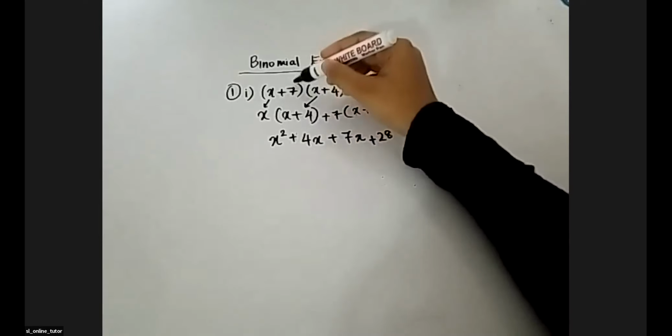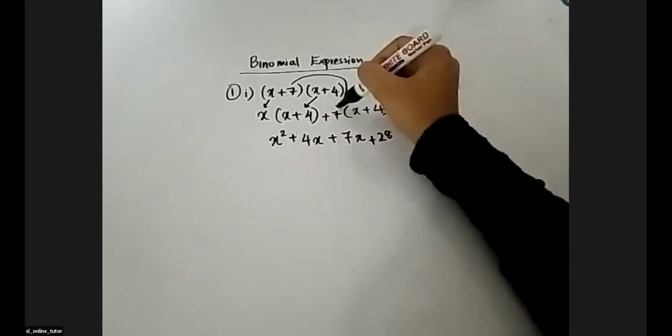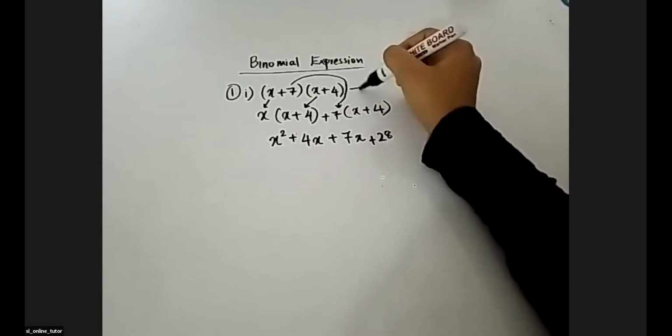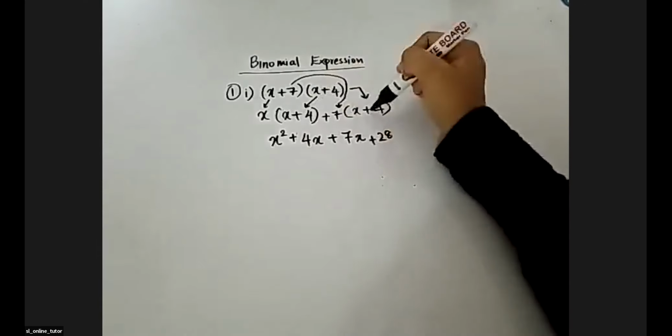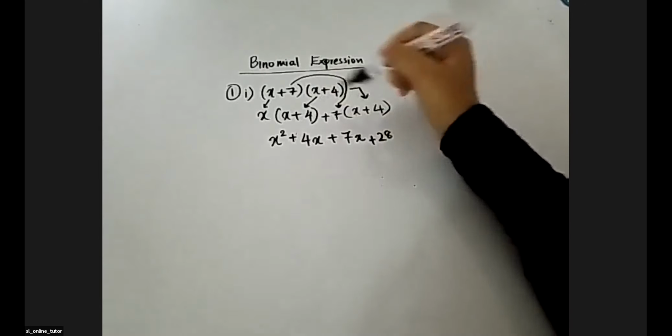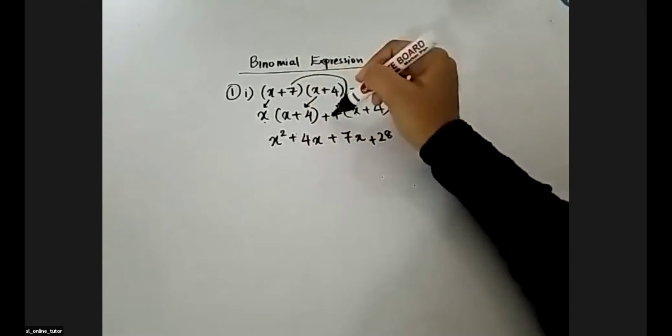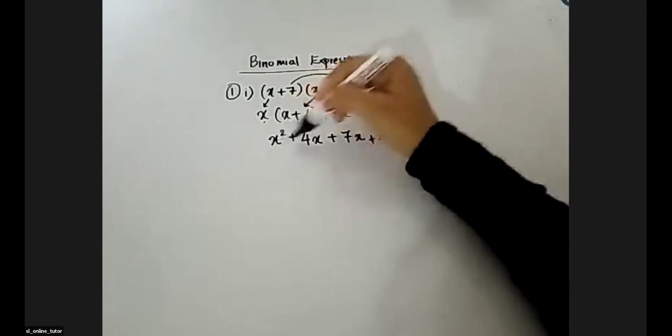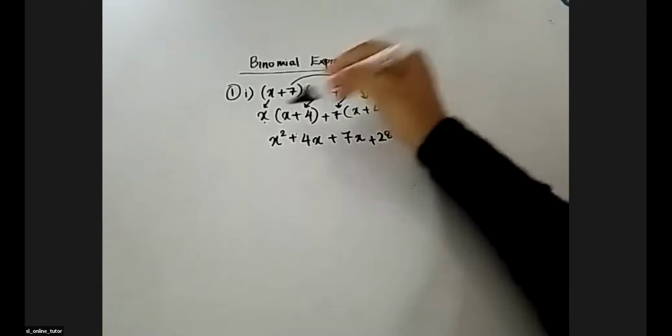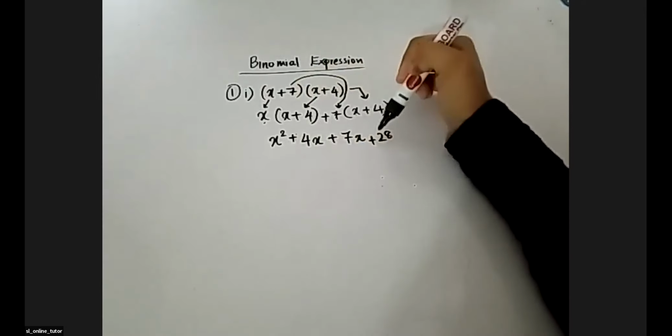Then from the first bracket, the second term should be written here, and the second bracket should be written over there. So the same thing should be written in both these brackets. From the first bracket only, you are taking these two terms. After that, you have to multiply them. Can you understand? x squared plus 4x plus 7x plus 28.